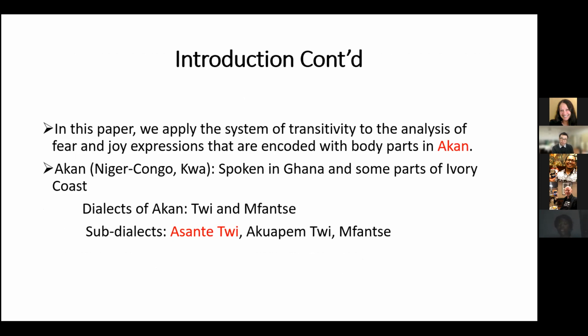So Akan is spoken in Ghana, and the middle and eastern parts of Ivory Coast. Akan has two main dialects. We have the Chi and the Mfanti, but then the Chi and Mfanti also have sub-dialects. In this study, we are focusing on one prominent sub-dialect of Chi, which is Asante Chi.